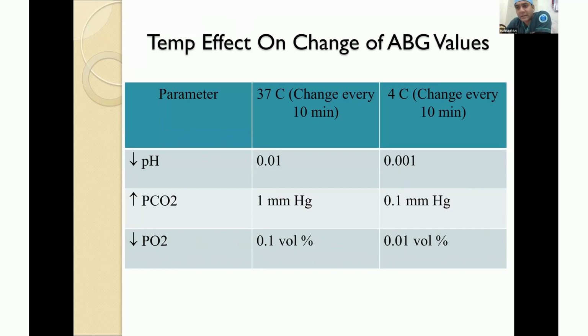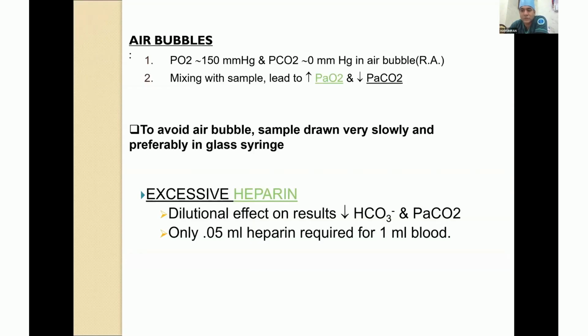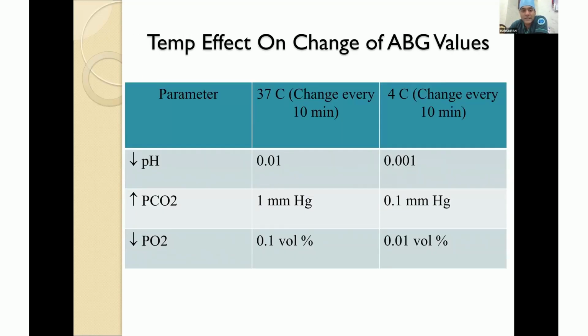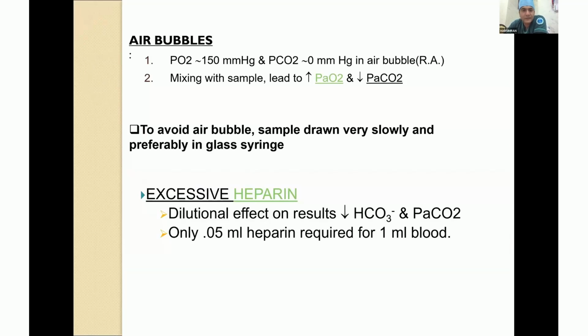Then this is the temperature effect. So at normal temperature, 37 degrees, change occurs every 10 minutes. So pH will decrease by 0.01, PCO2 increase by 1 millimeter of mercury. But if the same sample you ice, the effect changes drastically. It slows down drastically. So it slows down by a factor of 100. So you can see that the pH change at 10 minutes will be just 0.001. And PCO2, 1 mm at 37, at 4 degrees Celsius will be just 0.1 millimeters of mercury. So we should ice the sample as quickly as possible if we are not analyzing immediately.